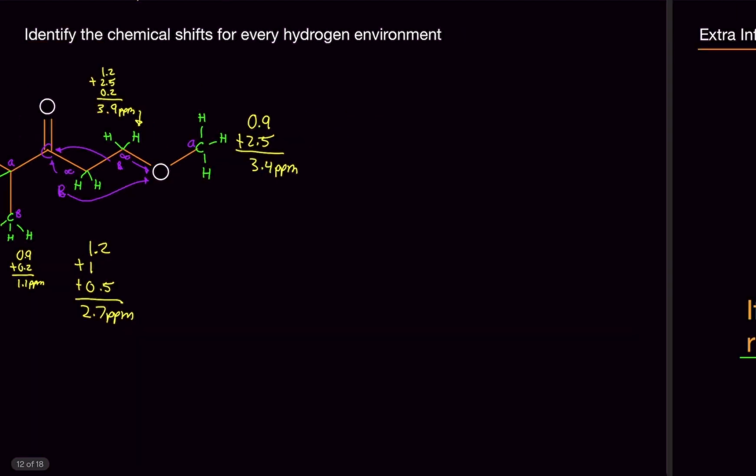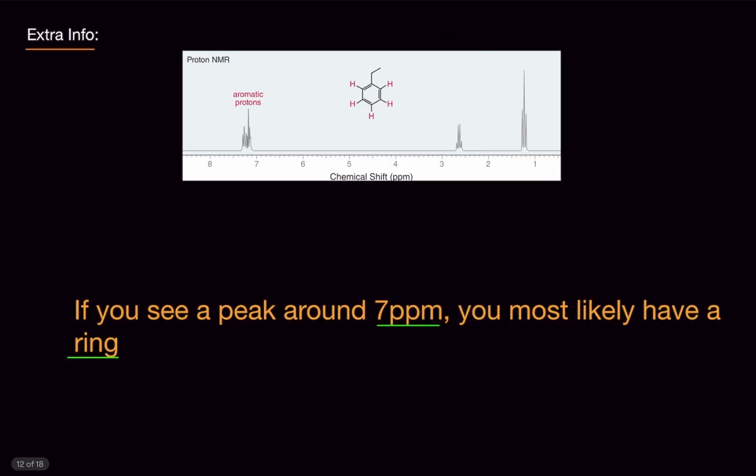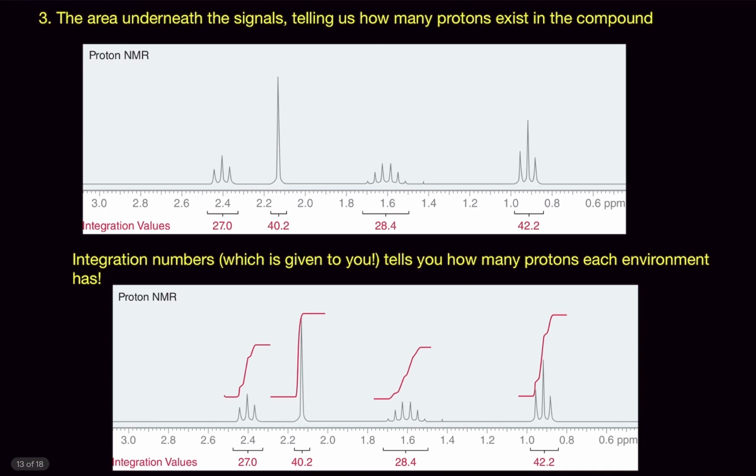If you see peaks around 7, you most likely have a benzene. This is just additional information, just in case. A ring, or a benzene, I should say. Let's do number 3. It's very, very easy, actually.